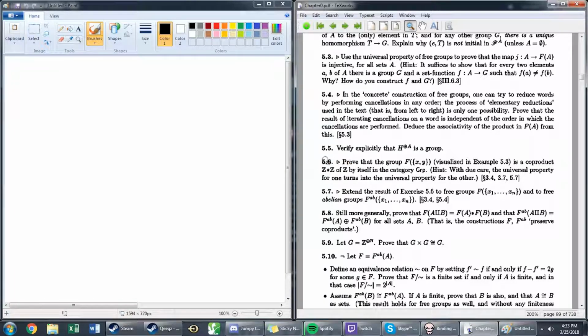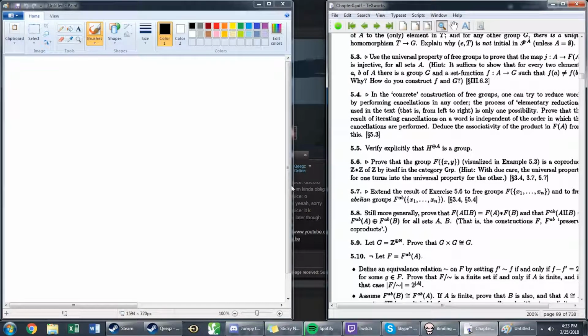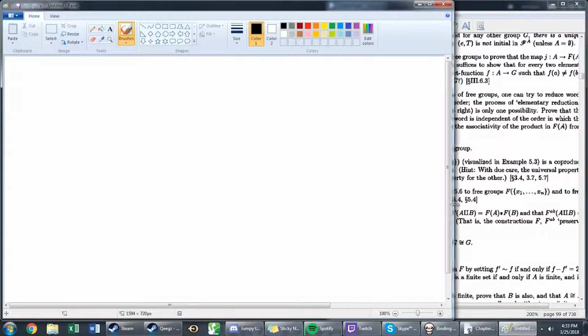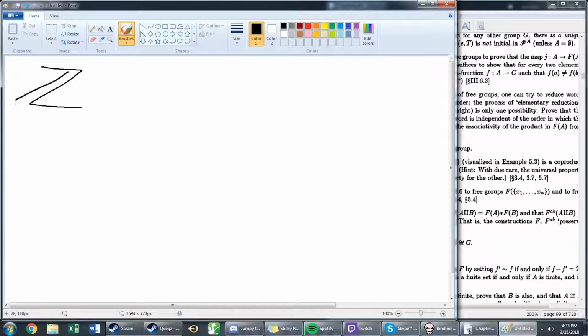So my problem was 5.6. Prove that the group f of x, y, visualized in example 5.3, is a coproduct of Z star Z by itself in the category Grp. I'm pretty sure the solution to this is just one of those little baby graphs. I had it written up yesterday. The graph should just look something like this.